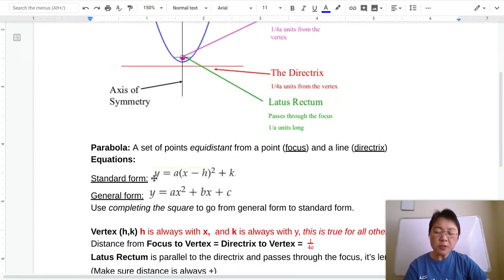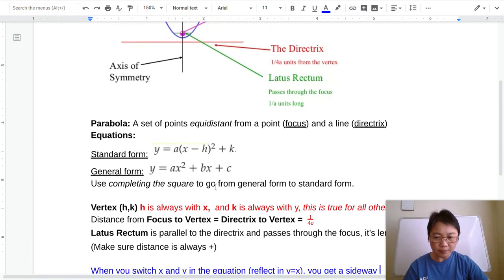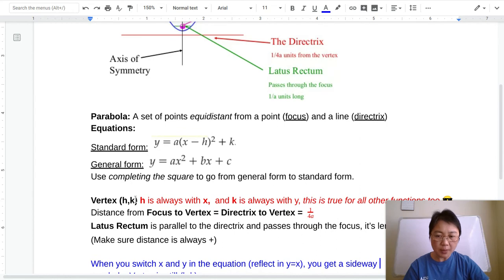We can use different forms of equation to describe a parabola: the standard form, or another one called the general form. Going from the standard form to general form, we just open parentheses and rearrange the terms. Going from general form back to standard form requires completing the square. The standard form is also called the vertex form because the vertex (h, k) is already in the equation. So the vertex is h comma k.